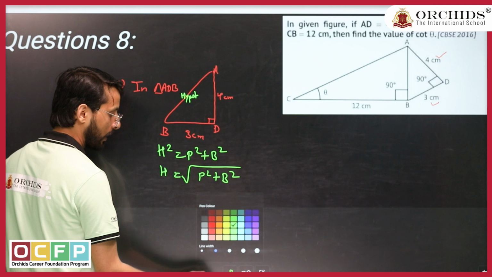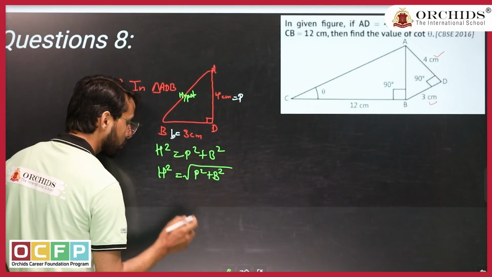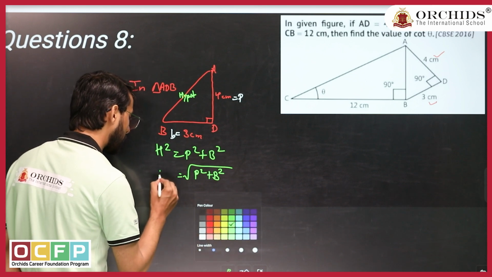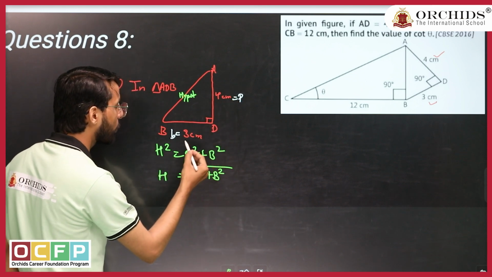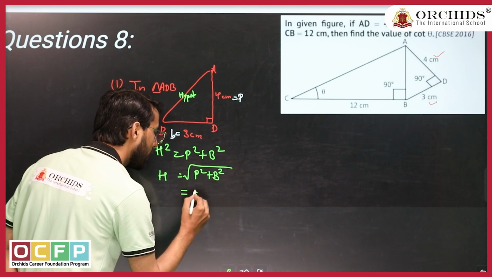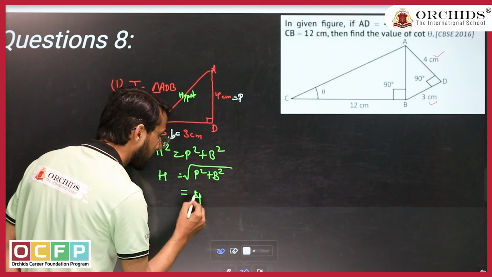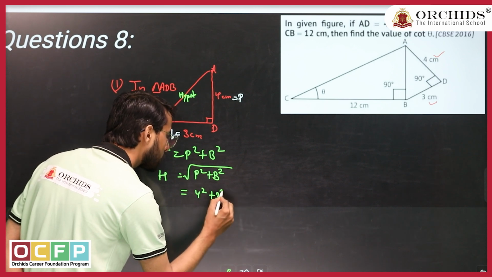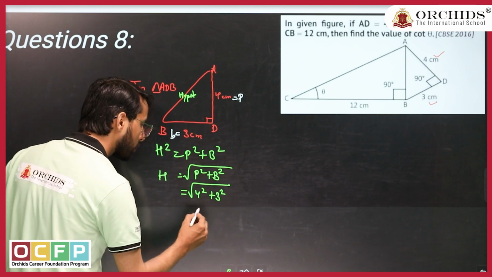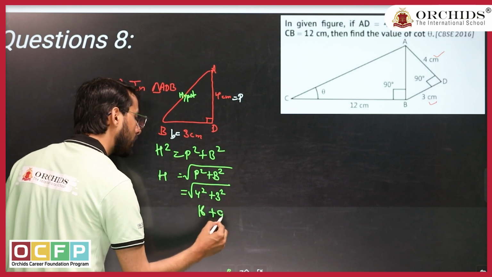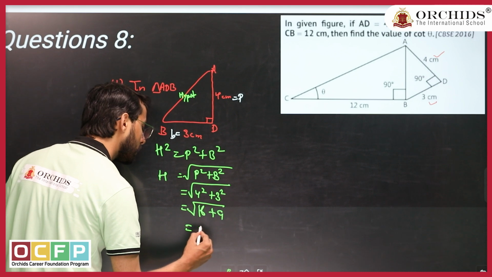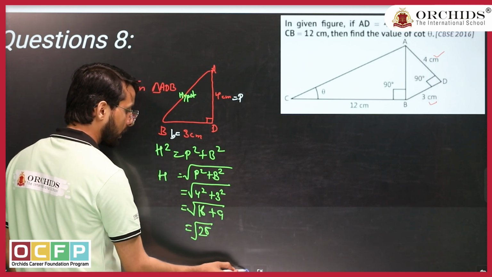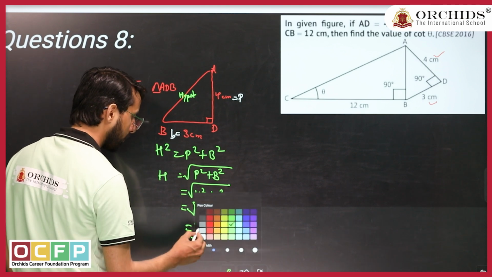Now, what value am I getting? h is equal to p square plus b square. What is the p value? P is 4 and b value is 3. So I can write 4 square plus 3 square. What is 4 square plus 3 square? It is nothing but 16 plus 9, and 16 plus 9 is the square root of 25. What is the square root of 25? Square root of 25 is nothing but 5.